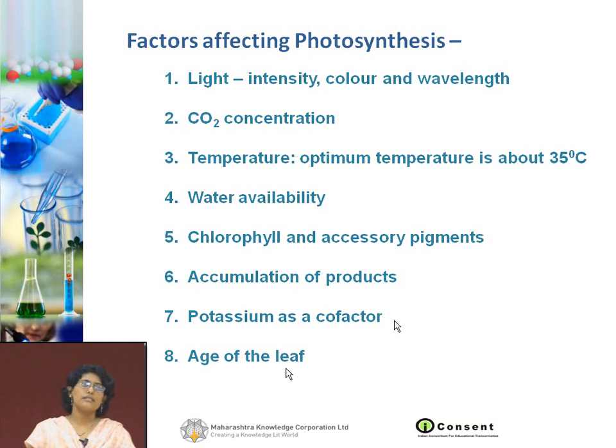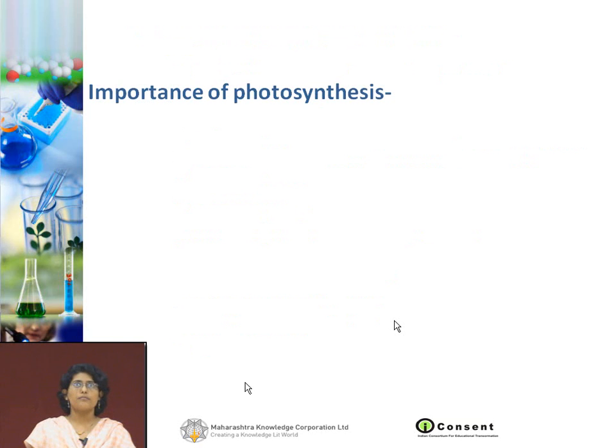When the leaf attains maturity or is completely grown, in that case the rate of photosynthesis will remain constant, or after a certain period the rate of photosynthesis may decline, and at the end the leaf will fall. This is called senescence of the leaf. So in leaf senescence the rate of photosynthesis decreases, and in the growing leaf the rate of photosynthesis is increasing. Let us now proceed with the importance of photosynthesis.